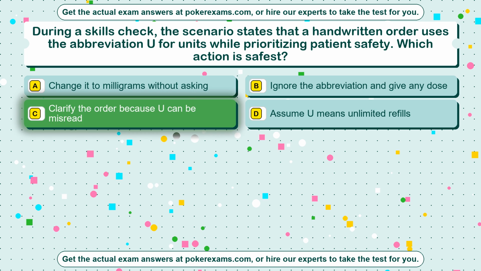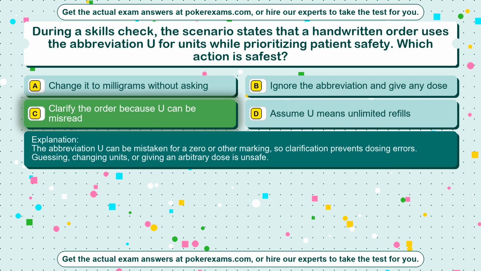The correct answer is option C, clarify the order because you can be misread. The abbreviation U can be mistaken for a zero or other marking, so clarification prevents dosing errors. Guessing, changing units, or giving an arbitrary dose is unsafe.